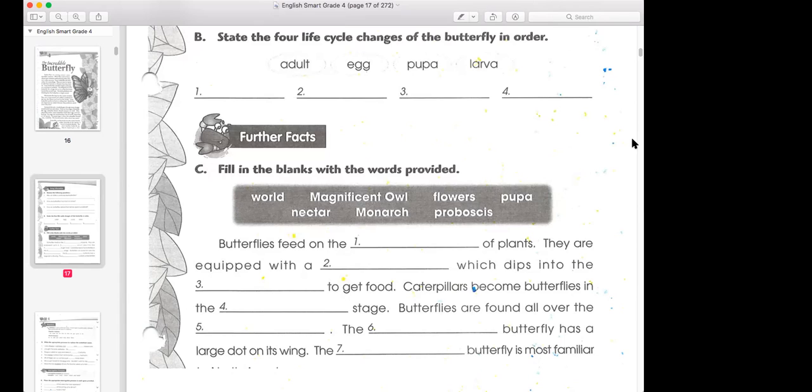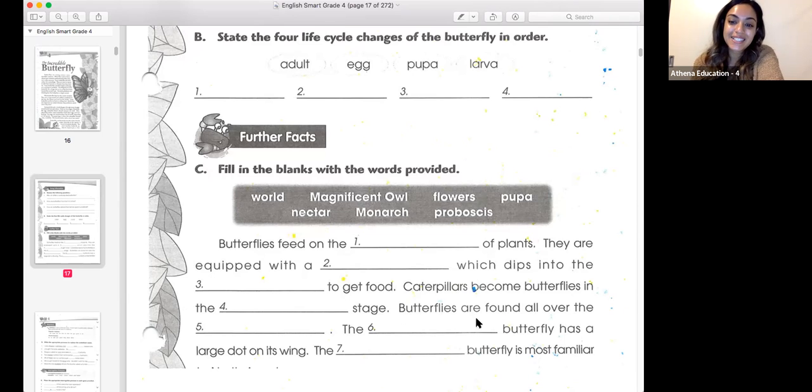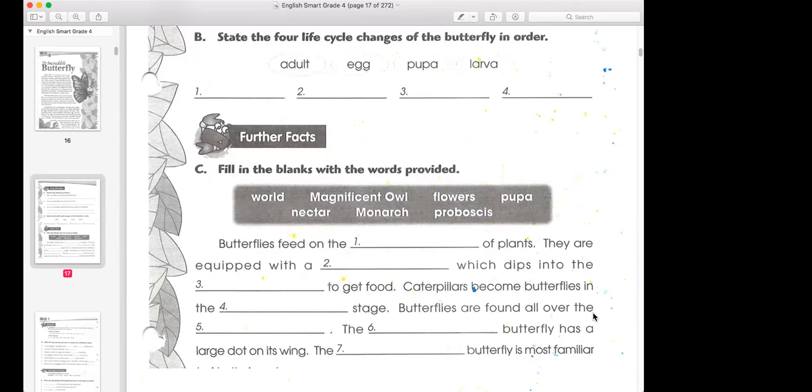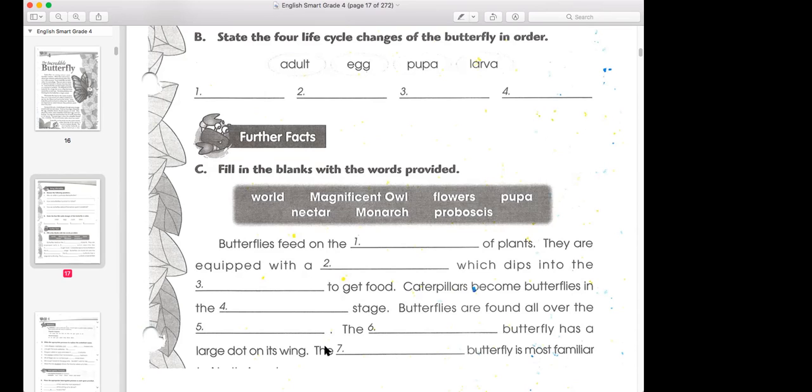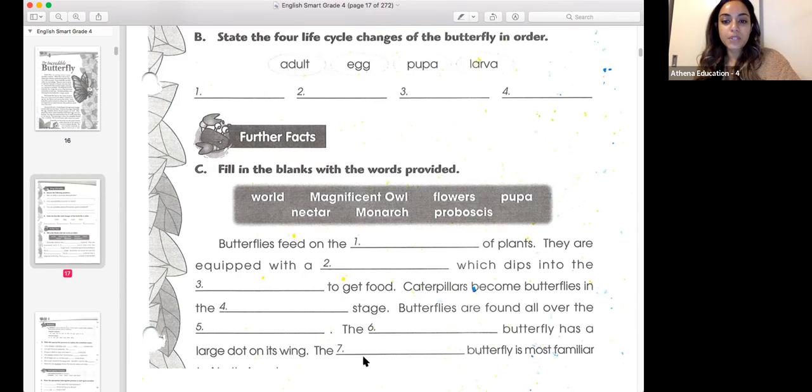Number 5 is Earth, world. Can you read the sentence? Butterflies are found all over the world. Good job. And then the 6th one. Hang on, Victor. I'm gonna let somebody else do number 6, okay? Okay. Thank you, Victor. And Daniel, would you like to do number 6 for us?